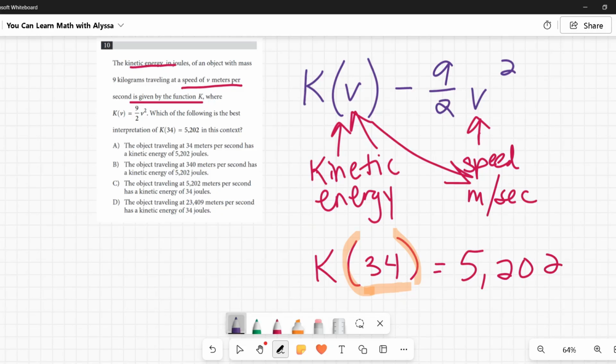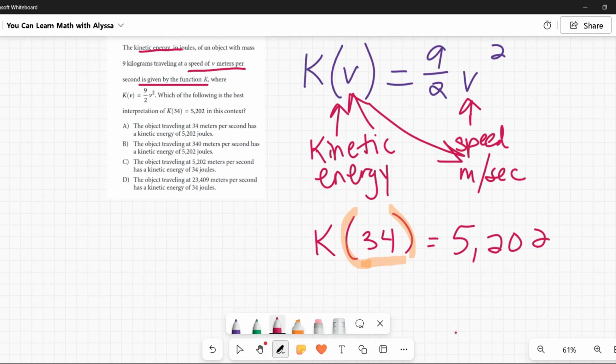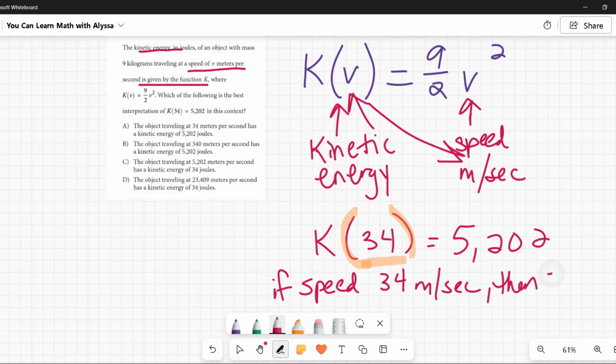All right, so with that in mind, I'm looking down at this new one they've given us, K of 34. So I think this means that if my speed is 34 meters per second, then my joules would be equal to 5,202. I would plug in 34 as my V, my meters per second, do the math, and get my joules. Okay, so speed 34 meters per second, joules 5,202.